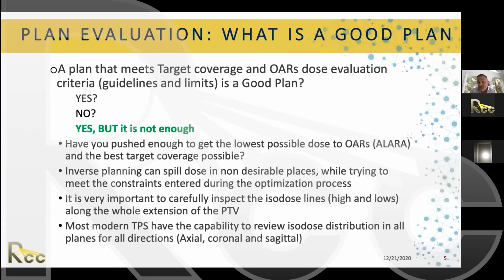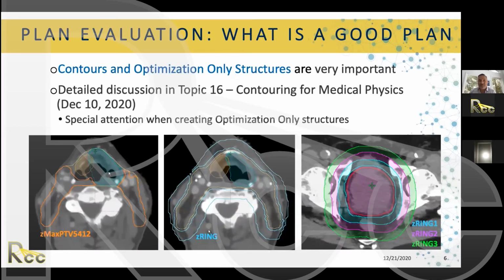And most of the modern treatment planning systems have the capability to review distributions in the different planes. So in the axial planes, and you can toggle coronal and sagittal. Most treatment planning systems have that possibility, but years ago, it was not that easy. So you needed to use different techniques to make sure you didn't have weird distributions somewhere else in the body. But now we do have that capability, so we need to take advantage of that.